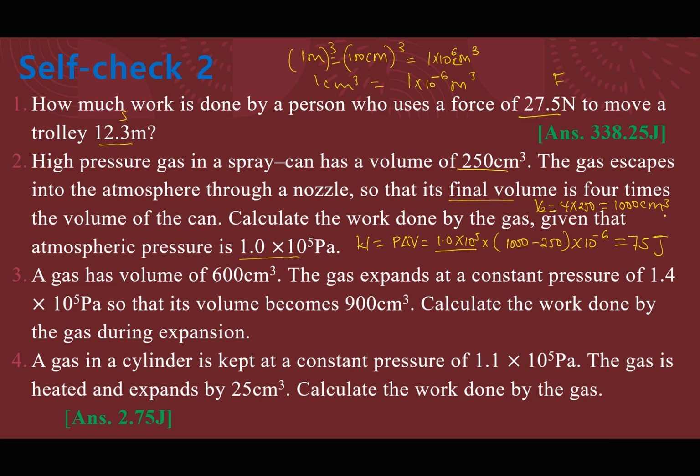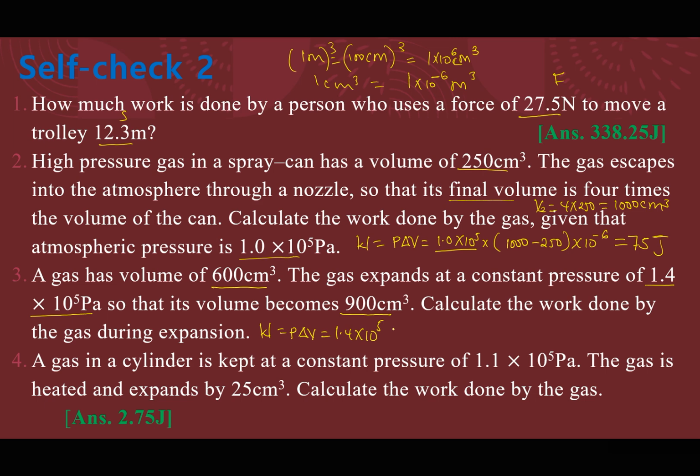That is very important. A gas has a volume of 600 centimeters cubed. The gas expands at a constant pressure of 1.4 times 10 to the power of 5 pascals, so that its volume becomes 900 centimeters cubed. Calculate the work done by the gas during the expansion. So work done is equal to pressure times change in volume. So the pressure is 1.4 times 10 to the power of 5.